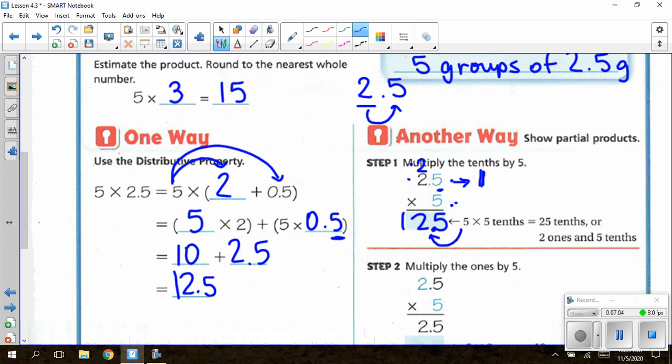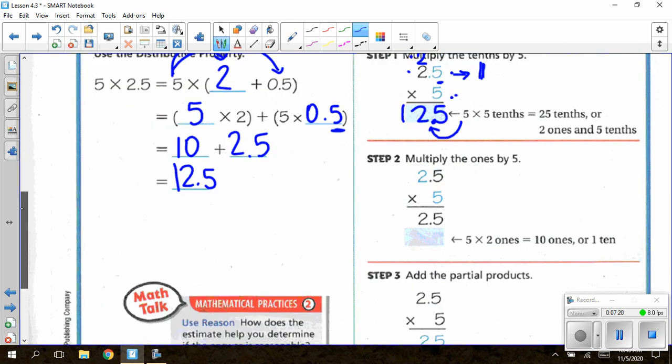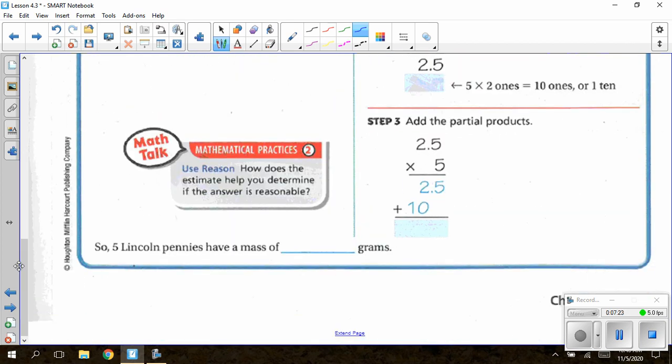Now this method might not be as easy if you're not comfortable with multiplying decimals, so I strongly suggest, until you get comfortable with it, that you just do the normal way of multiplying like they're whole numbers and then placing the decimal at the very end. So to answer our final question, they wanted to know the mass of 5 Lincoln pennies, and we just found that it was 12 and 5/10. I know that my answer is reasonable because my estimate was 15, and 12 and 5/10 is very close to 15. Moving on to the next page.